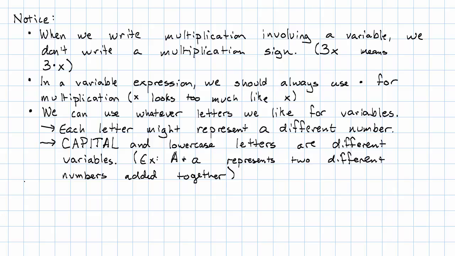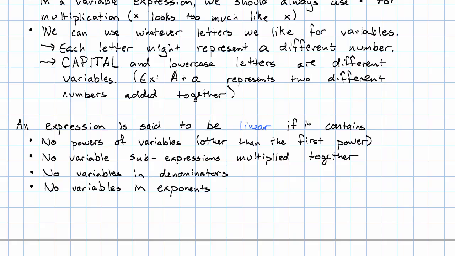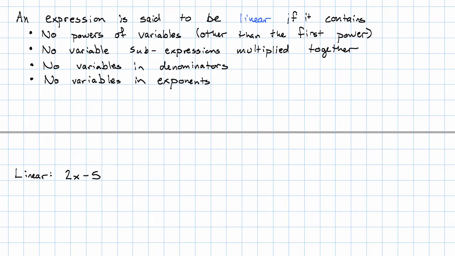A couple more terms to describe expressions. An expression is said to be linear if it contains no powers of variables other than the first power, which just doesn't do anything, no variable sub-expressions multiplied together, no variables in denominators, and no variables in exponents. So, some examples. For linear expressions, we might have something fairly simple like 2x plus 5. We might have several variables all added together. We might have even something kind of complicated, as long as we never have anything that breaks any of these rules.